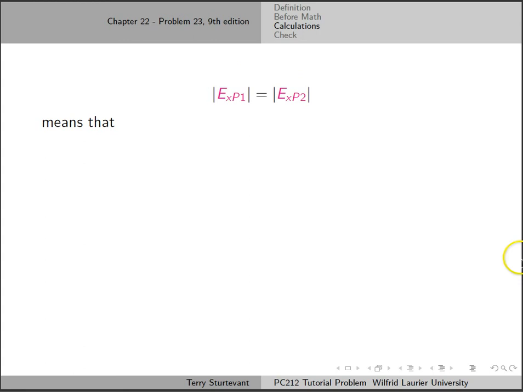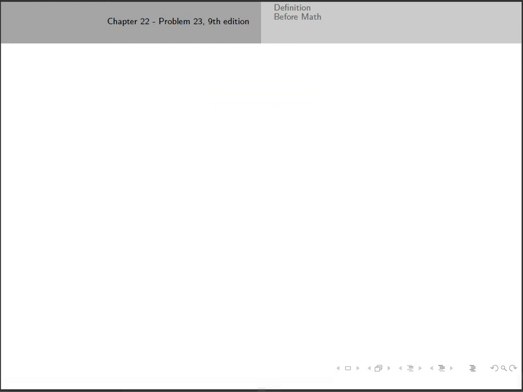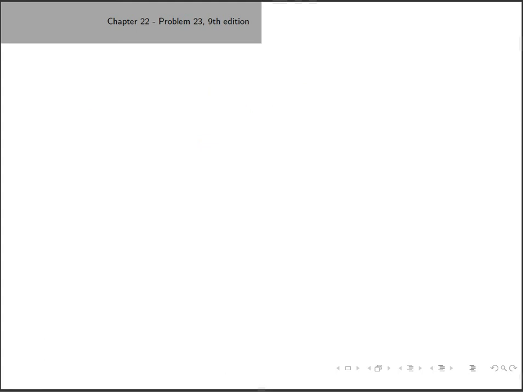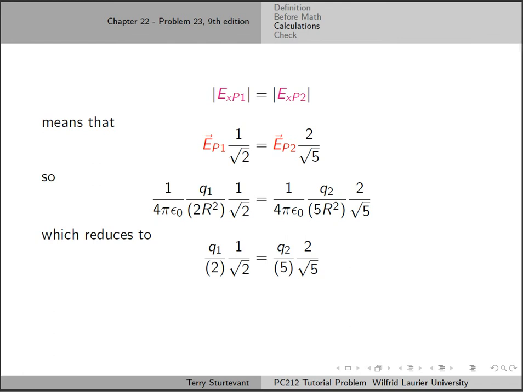So, given that the x component due to charge 1 and the x component due to charge 2 cancel each other, not worrying about the signs, we will have that this is true. So when we substitute in the equations for the magnitudes, we get this, which reduces to this. So we wind up with the ratio of q1 to q2 is 4 square root of 2 over 5 square root of 5, which is approximately 0.51.